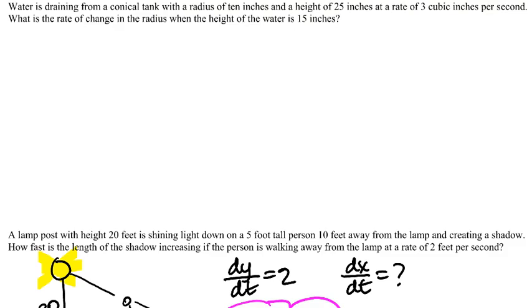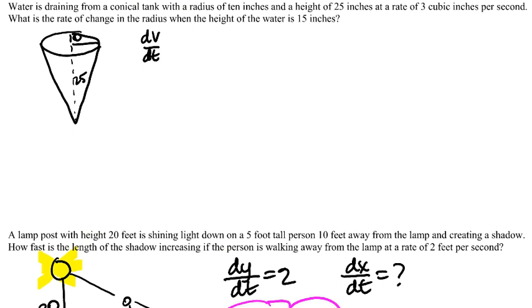All right, I actually got one more for you here. We've got water draining from a cone-shaped tank with a radius of 10 inches and a height of 25 inches at a rate of 3 cubic inches per second. Okay, I'm going to draw a little picture of this. Assume it's a cone like this. Radius of 10 inches. Height of 25 inches. Draining 3 cubic inches per second means dV/dt is going to be negative 3. What is the rate of change in the radius when the height is 15?